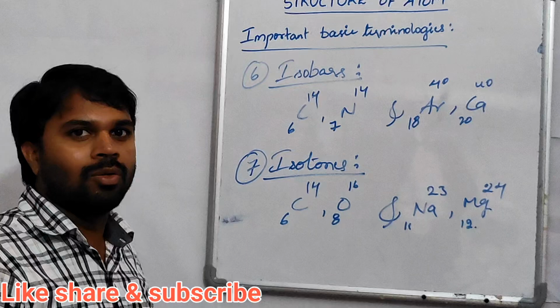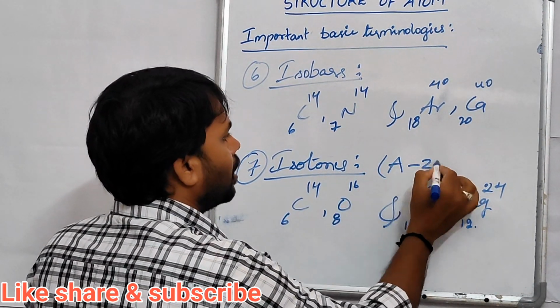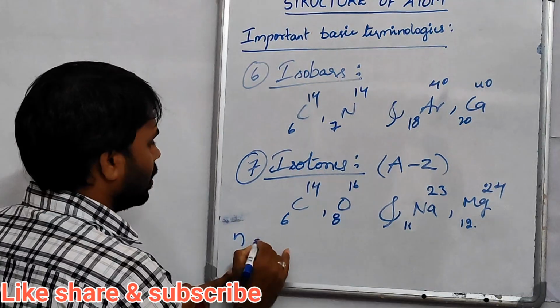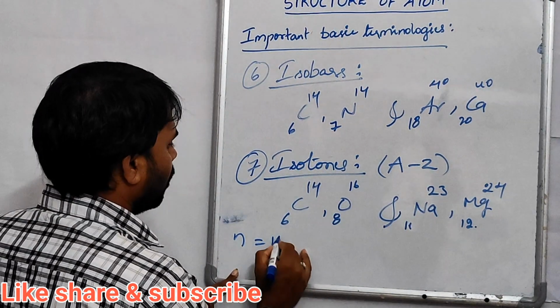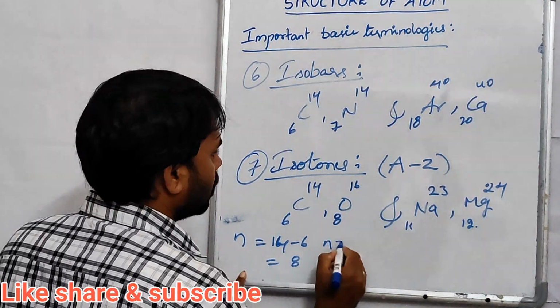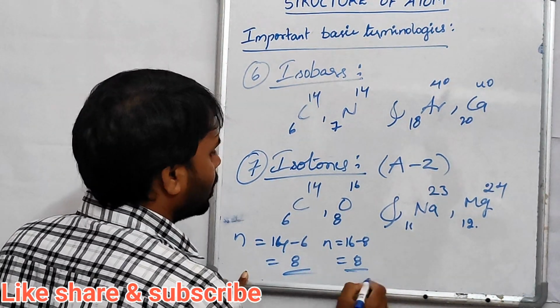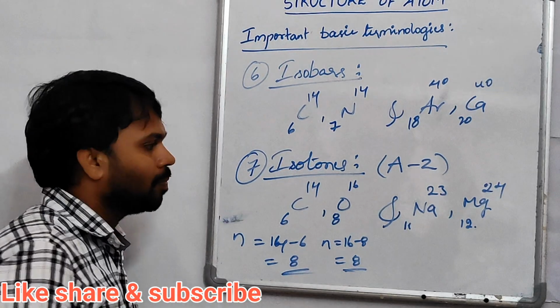We already know how to calculate the number of neutrons. That is equal to mass number minus atomic number. In carbon, it is 14 minus 6, that equals 8. In the case of oxygen, 16 minus 8, that equals 8. In both cases, the number of neutrons is the same.